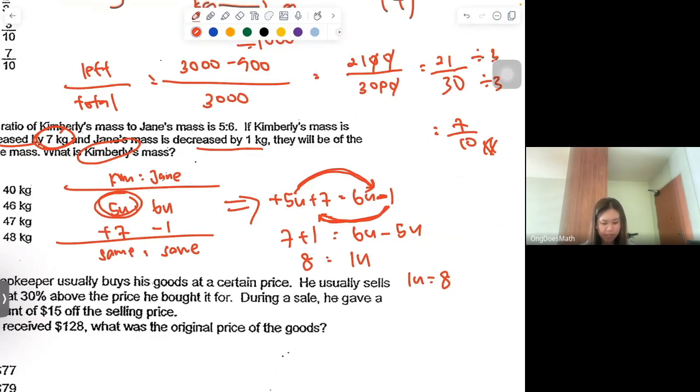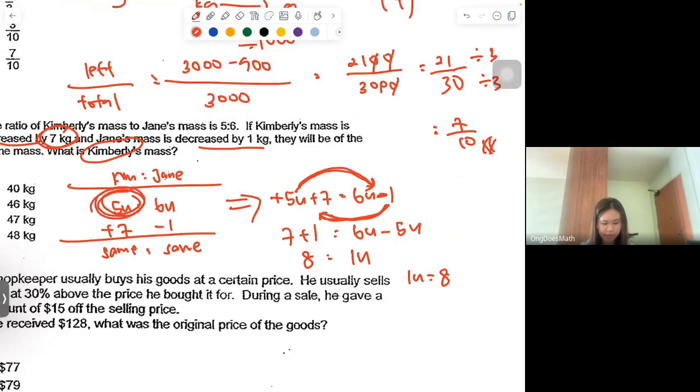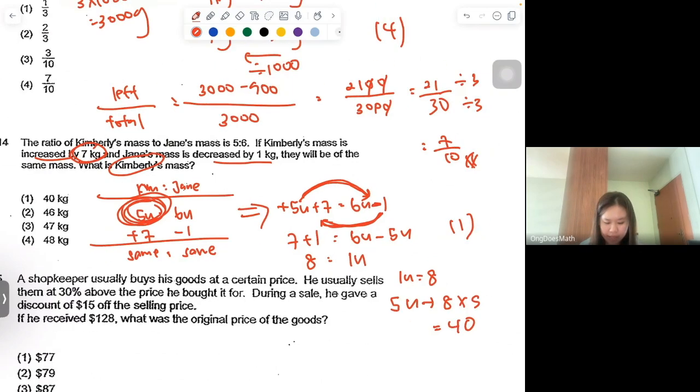And what was Kimberly's mass? Kimberly's mass was 5 units. So we just have to find out what 5 units is. 8 times 5 equals 40. Answer is option 1. Then some of you might be wondering, later on, Kimberly also gained 7 kg, right?